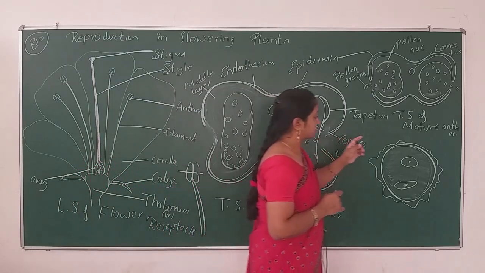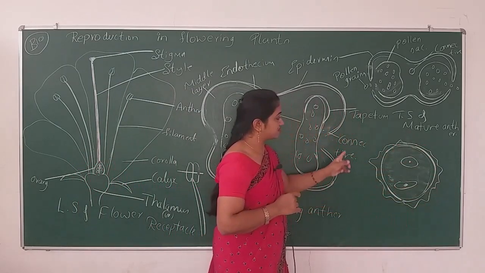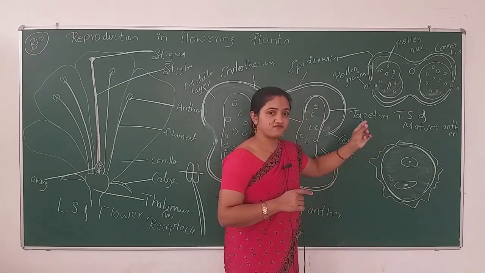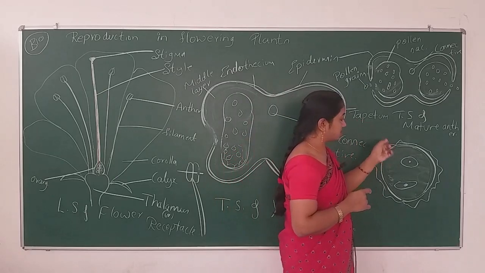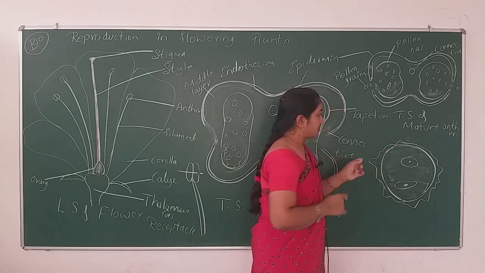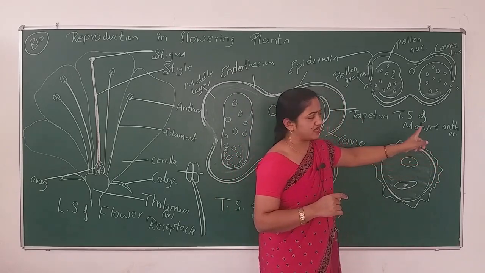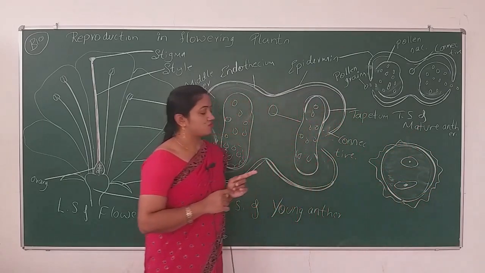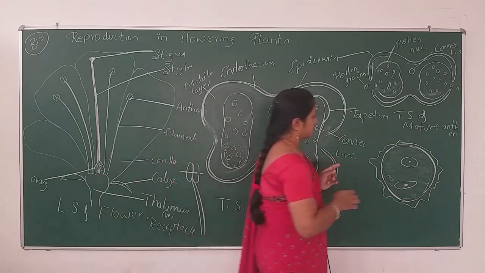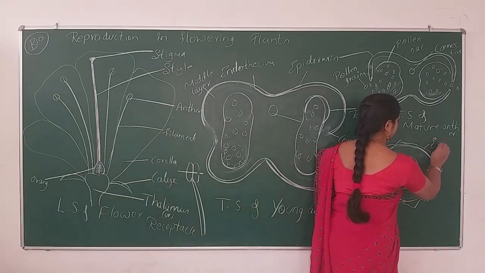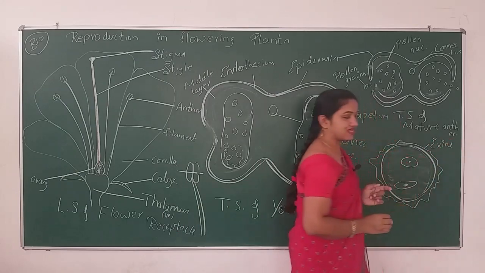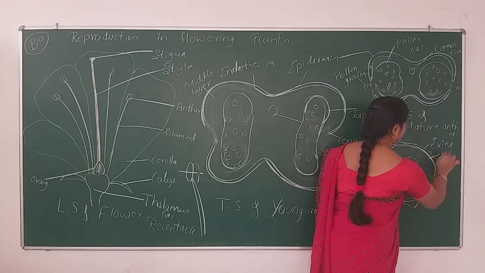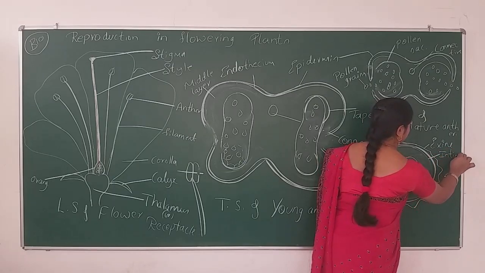Now coming to the description of the pollen grain. I have written it like this. No need to worry, on day one I wrote the diagram like this and today also. You can write like that or like this also. In this diagram, what you have to label: the outermost is the exine, and next to the exine, the intine is present.